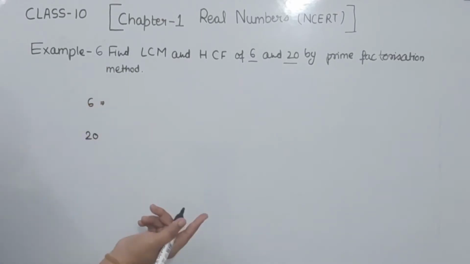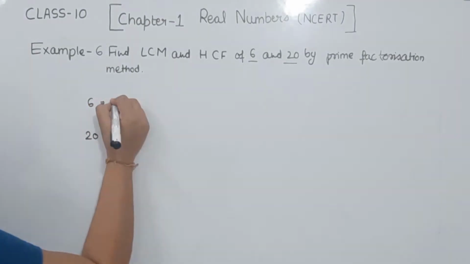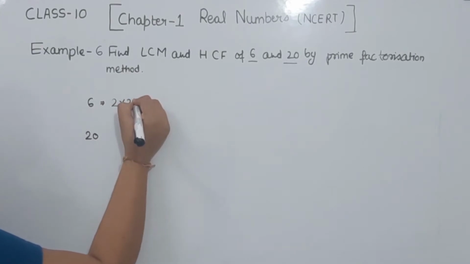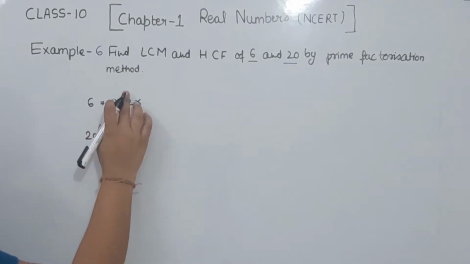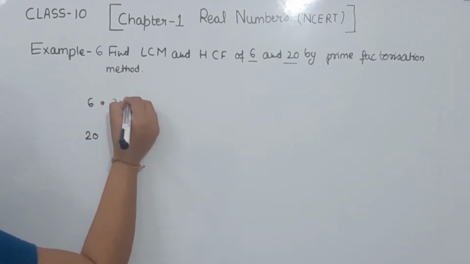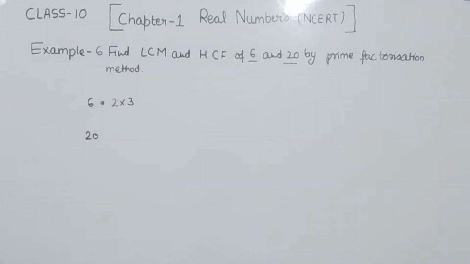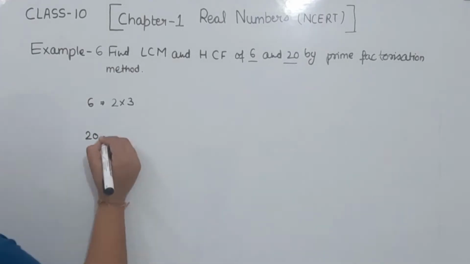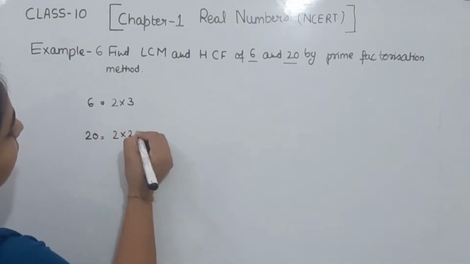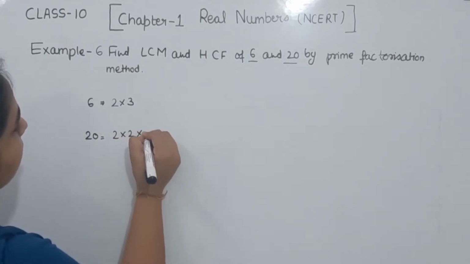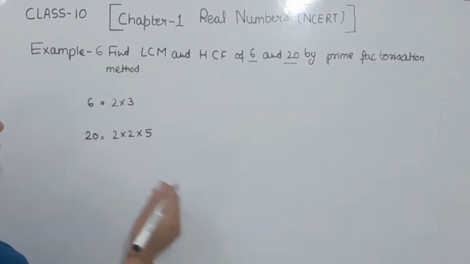First of all I am going to find the prime factors. I write 2 2s are 4, no, 2 3s are 6. So these are the prime factors of 6. Now the prime factors of 20: 2 2s are 4, and 4 5s are 20. So these are the prime factors of 20.